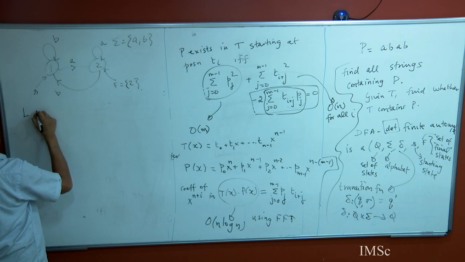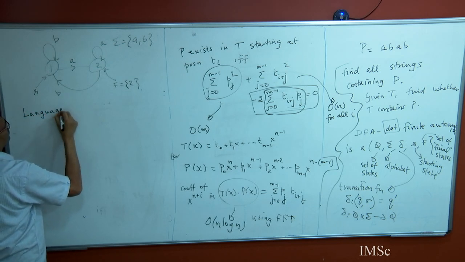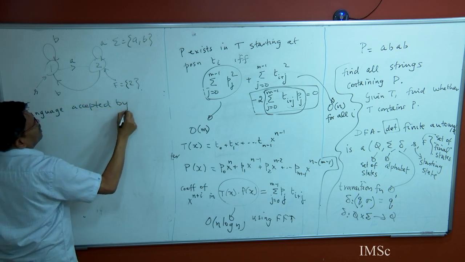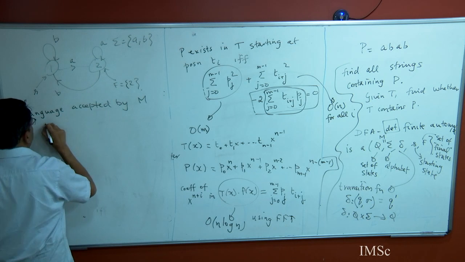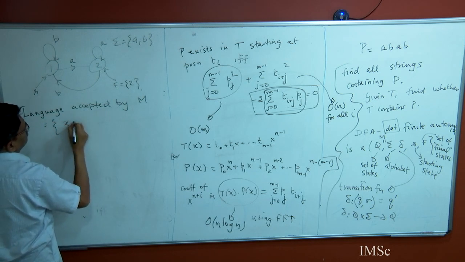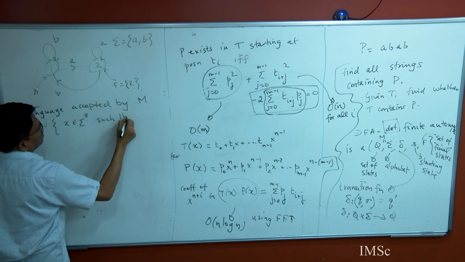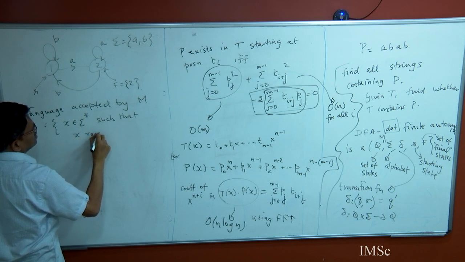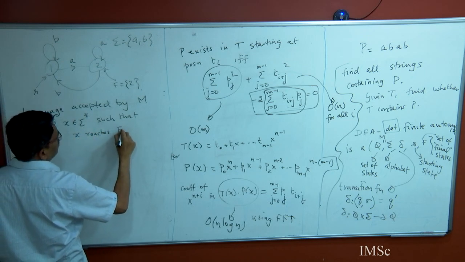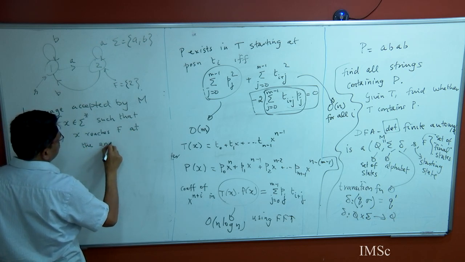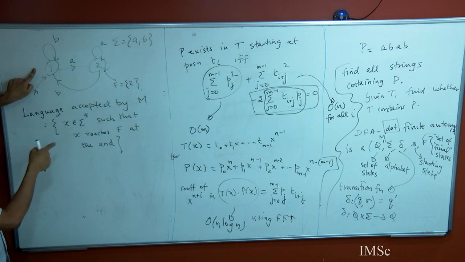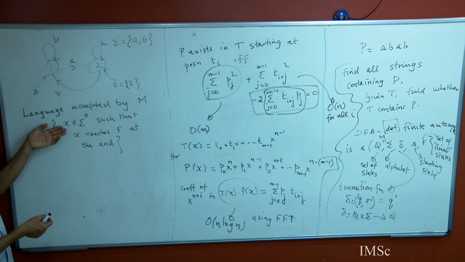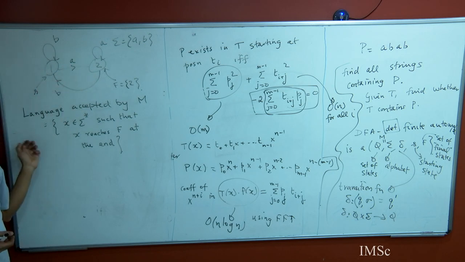Now, there is a language accepted by this machine. Let us call this a finite automaton. It is all strings X such that X reaches F at the end. You process your string X, look at it character by character from the starting state and follow the transitions, and after reading X, if you are in F, then I know that X is accepted by this machine. So, X belongs to this language, otherwise it does not.